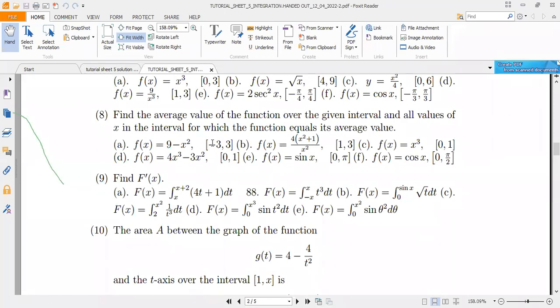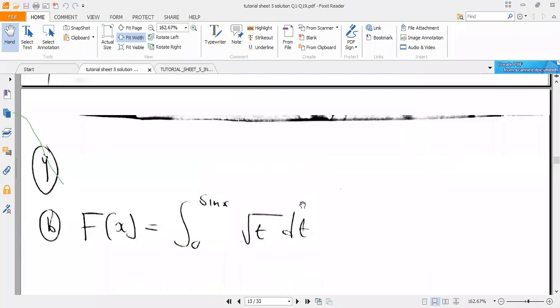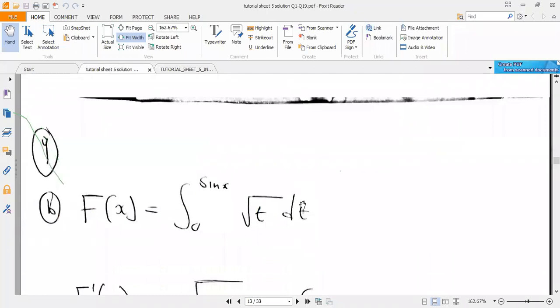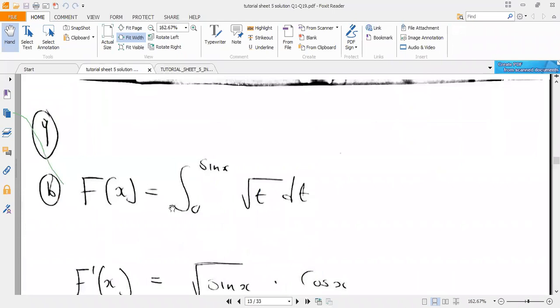Question 9, we picked question 9b, this one. We're trying to find f prime of x. So you know that by fundamental rules of calculus, when you are asked to find f prime of this guy, always know that what you need down here should always be a constant. Then up here, that's where your variable is always based on.